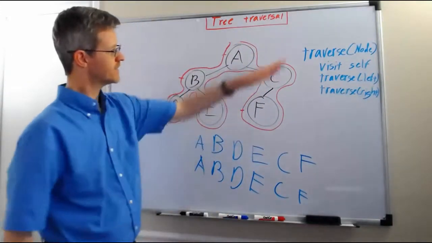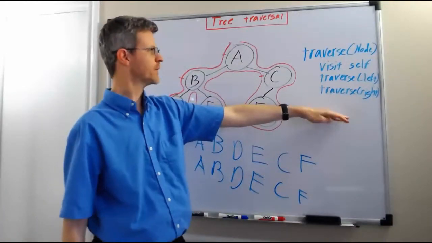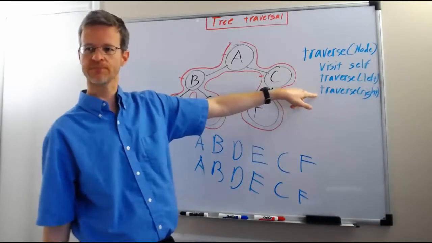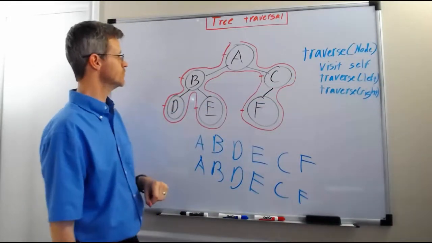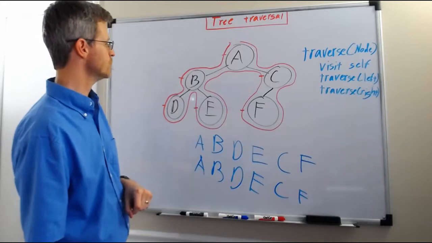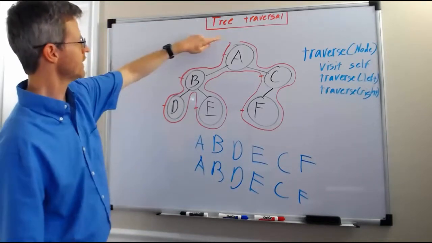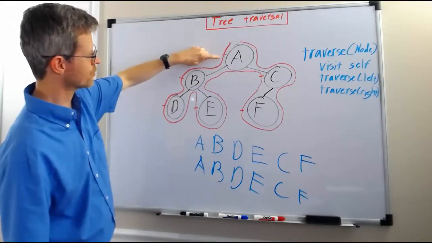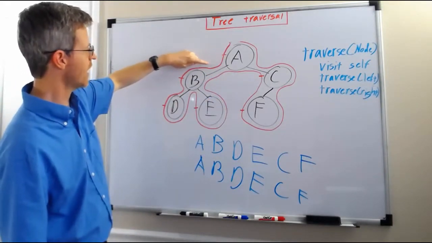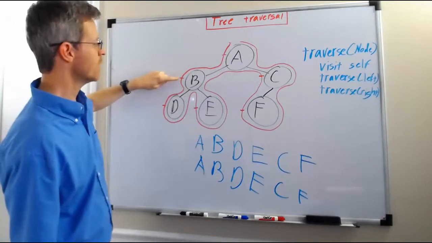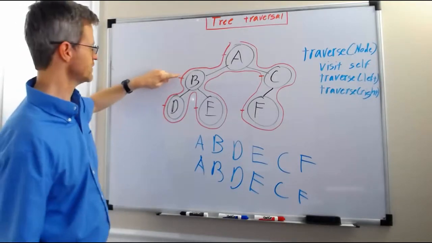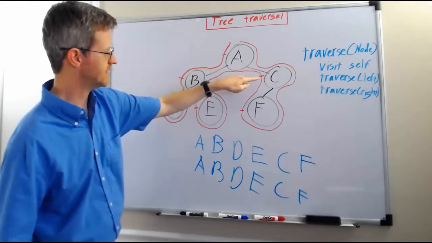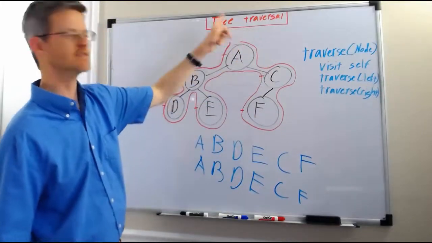So, this is the pseudocode for pre-order traversal. Pre-order traversal means that we always visit ourselves before traversing our children. And an easy way to do pre-order traversal by hand is to draw a tight border around the tree, and as we're drawing the border, whenever we go to the left of a node, we print out or we visit that node. So A, B, D, E, C, F, and that's it for this particular tree.